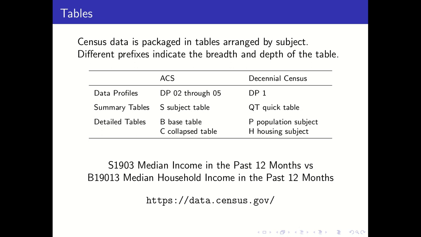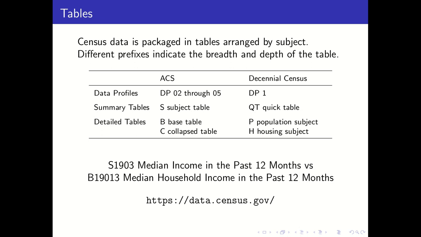There are 4 of them in the ACS, labeled DP02 through 05, and they're grouped into pretty broad categories: social, economic, housing, and demographic. And then there's 1 data profile for the Decennial Census, labeled DP1, and all of these include some of the most commonly sought statistics.